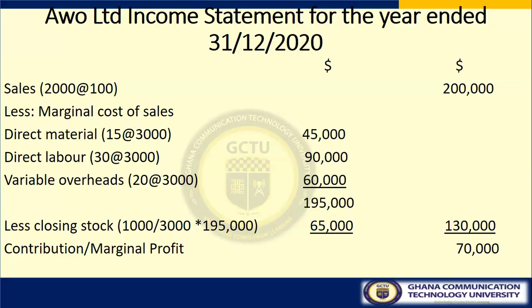Then less closing stock. How do we get 1,000? We said 3,000 total production, you less your 2,000 as your sales. So 2,000 from the 3,000 gives you 1,000, right? So 1,000 divided by 3,000 times the 195,000 will give you 65,000, right? So 65,000 less from 195,000 gives you 130,000. Then 130,000 from 200,000 gives you 70,000 as your contribution. I'll pause here before I continue. Any question, please?